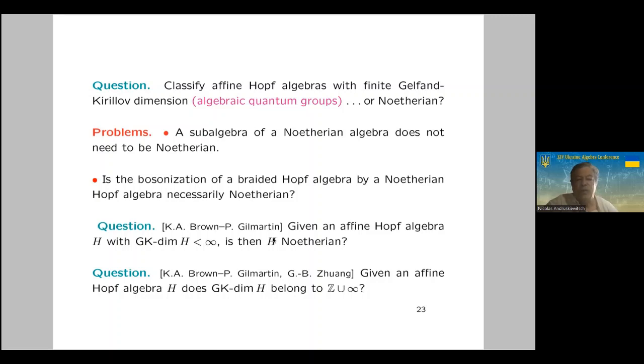Another question is, by Brown and Gilmartin, if given an affine Hopf algebra H, affine, I recall, means finitely generated, and if it has finite Gelfand-Kirillov dimension, is it true that H is Noetherian? This I do not know. It's true in all the examples we know so far, but it is hard to prove. At this moment of knowledge, we do not know how to prove this.